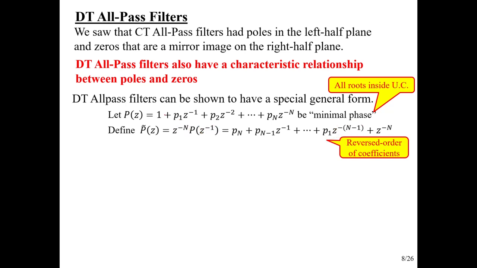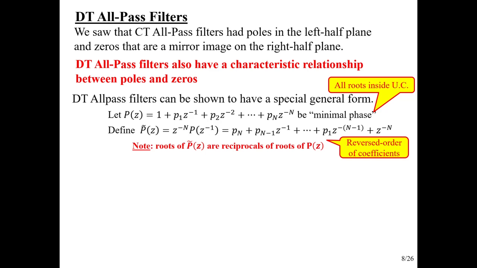So we see that if they go in this order, going from z to the power of 0, z to the minus 1, all the way down to z to the minus n, if we keep the powers in the same order, the coefficients go in the reverse order for that polynomial. So that's just by definition right now. We haven't said anything about all pass filters, but now here it comes.